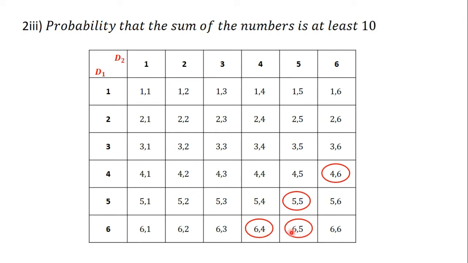We also have 6, 5, because when you add that, you get 11. It satisfies this event. We have 5, 6, and 6, 6. We have 6 of them, so the probability is 6 divided by the total number of members here, which is 36, and that will give us 1 divided by 6.